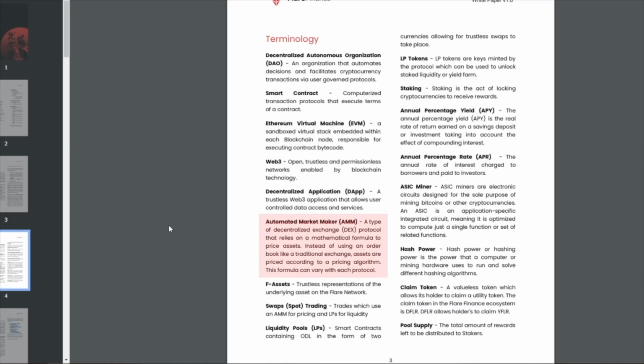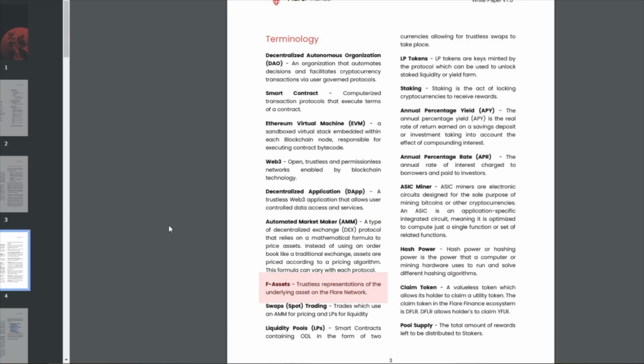Automated Market Makers, or AMM. This is a type of decentralized exchange protocol that relies on a mathematical formula to price assets. Instead of giving an order book like a traditional exchange, assets are priced according to a pricing algorithm. This formula can vary with each protocol. I actually created a video on decentralized exchanges and the comparison between order book decentralized exchanges and automated market maker exchanges. Be sure to check that linked above.